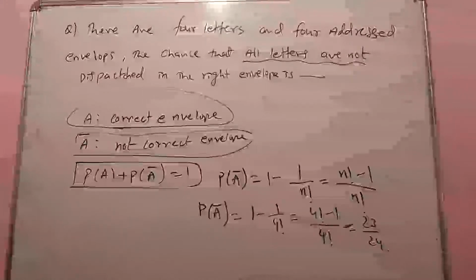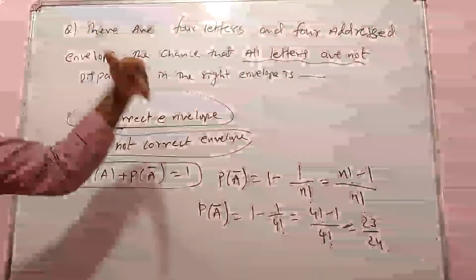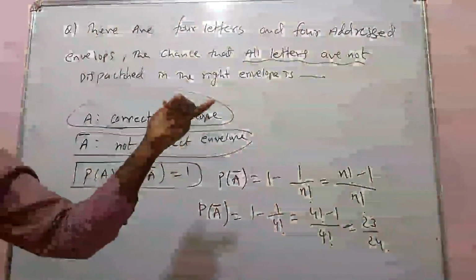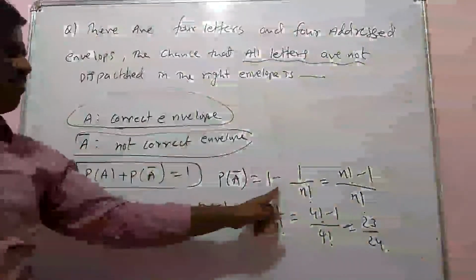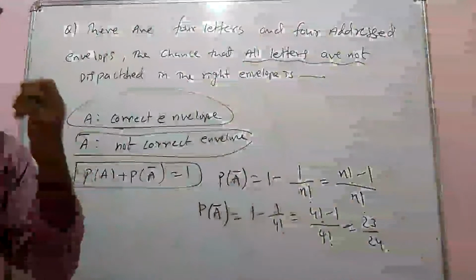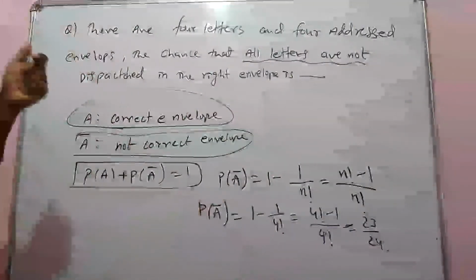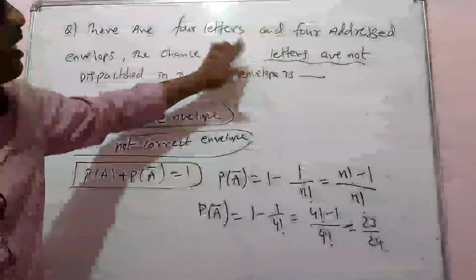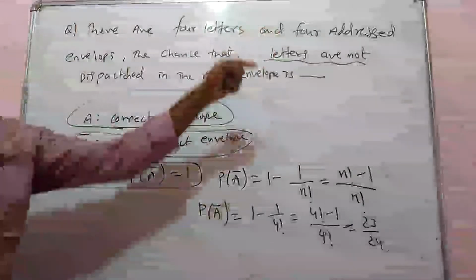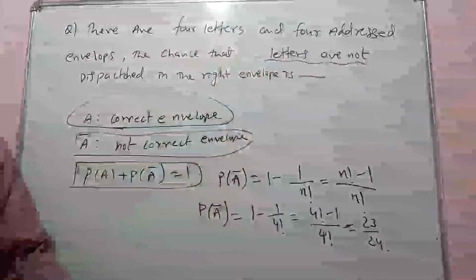If they are saying all 4 letters are dispatched in the right envelope, it means all 4, so some 3 others will go in the right envelope. That is the problem here. So the answer is 1 minus 1 upon n factorial, that is n factorial minus 1 by n factorial. The answer is 23 by 24. If it is "all is not there", then 3 by 8 is the right answer.